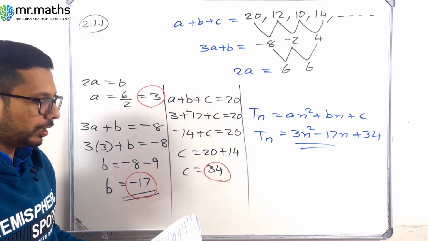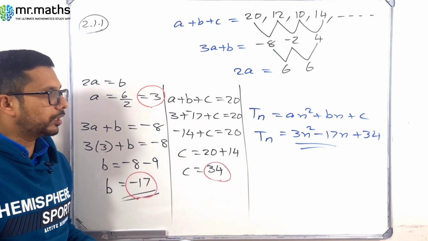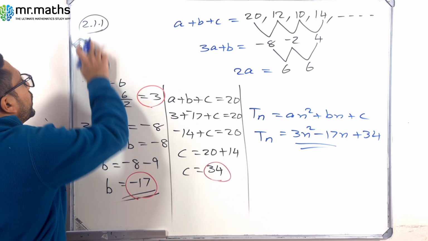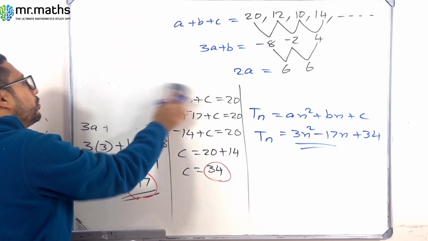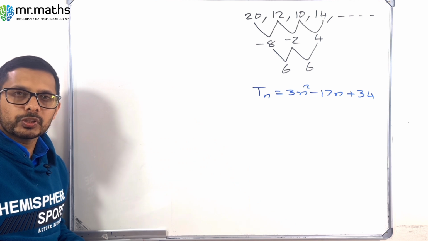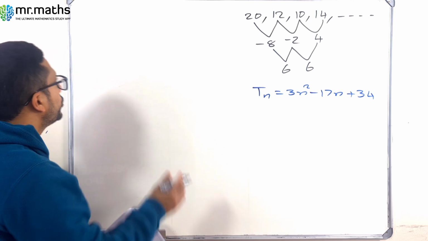What is the question here? Determine an expression for the nth term. So that is the nth term. Okay, so that is question number 2.1.1. Now let's move to the next question, 2.1.2.